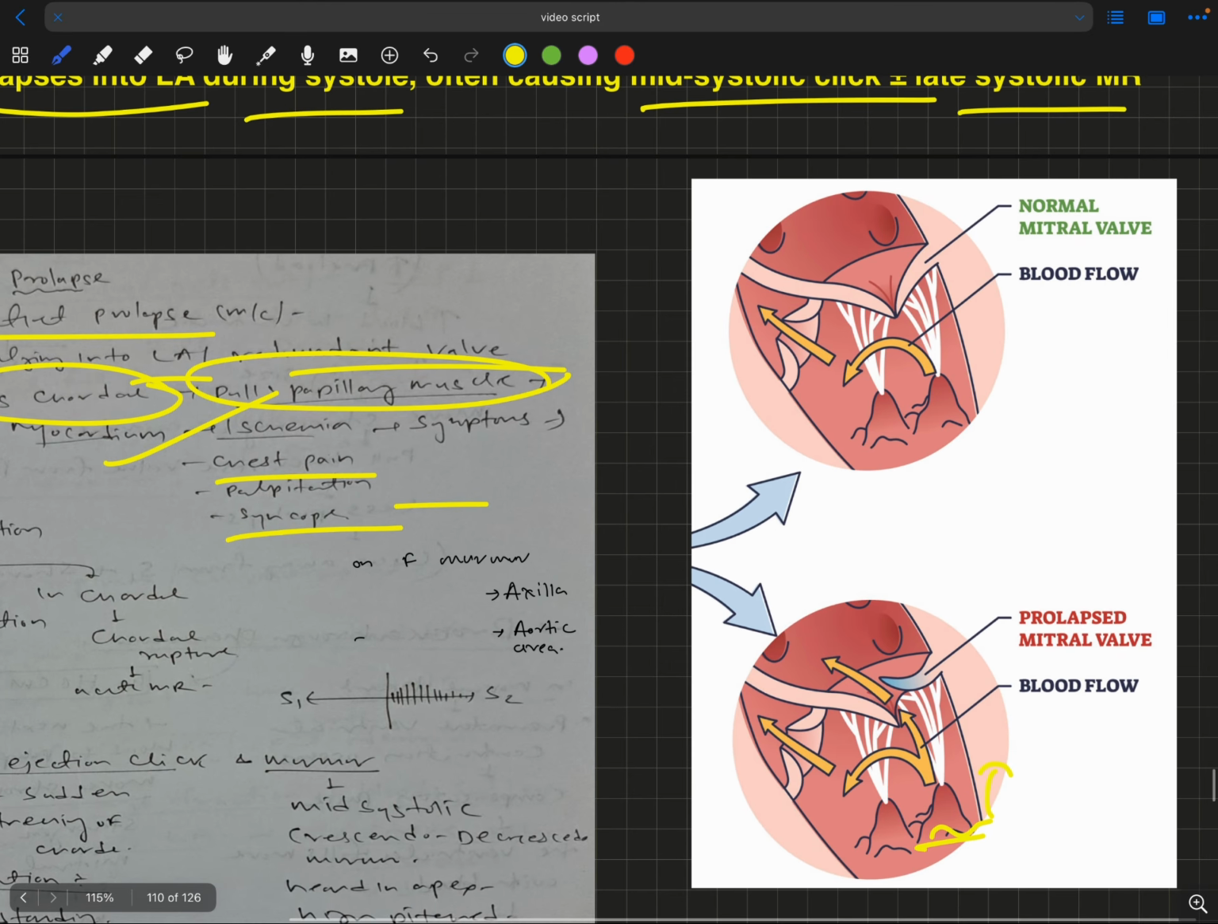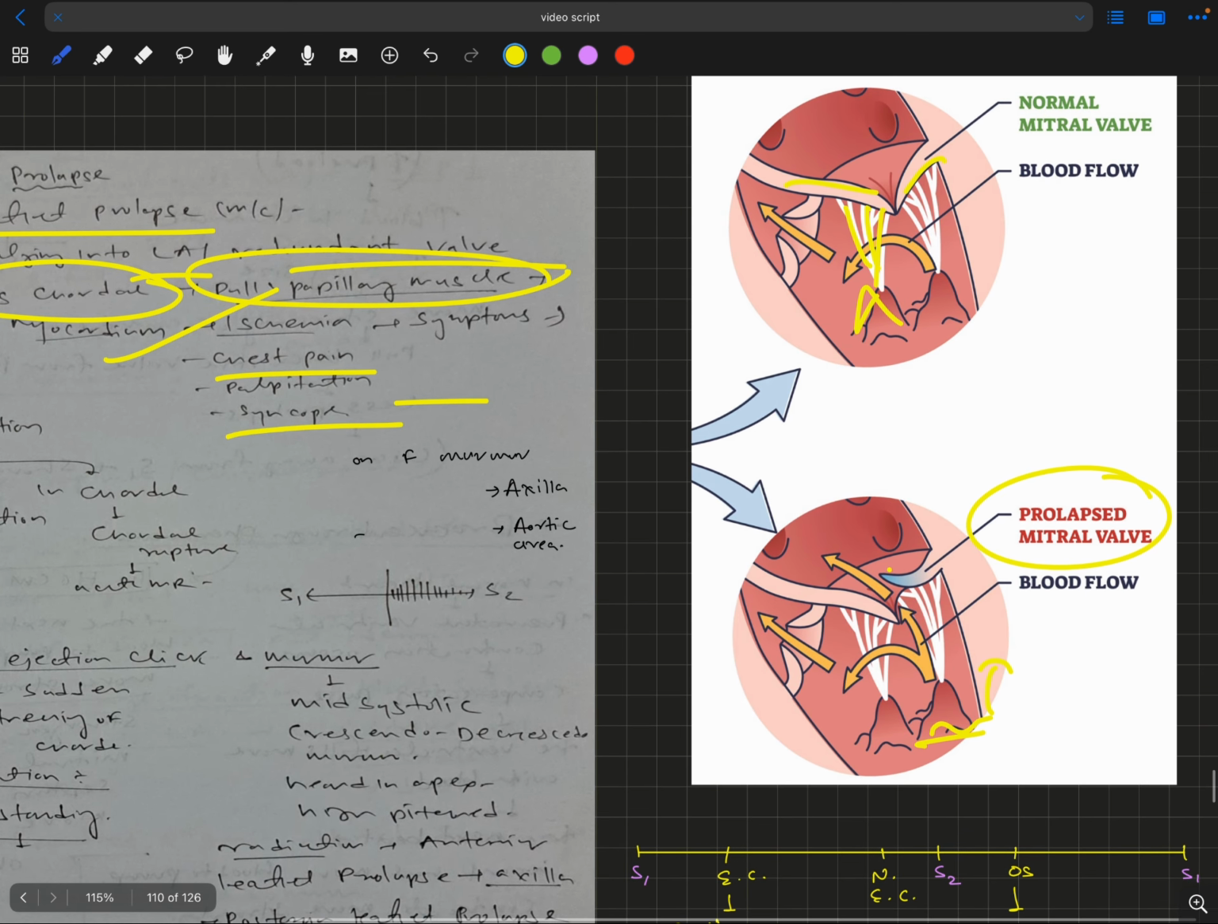So here you can see this is the normal mitral valve attached to the chorda tendineae, which is attached to the papillary muscle. But in mitral valve prolapse, most commonly involving the posterior mitral leaflet, with ventricular systole it bulges into the left atrium, which pulls these chorda tendineae, which pull the papillary muscles. That leads to ischemia and necrosis of the left ventricle, to which the papillary muscles are attached, and it presents with chest pain, palpitation and syncope.